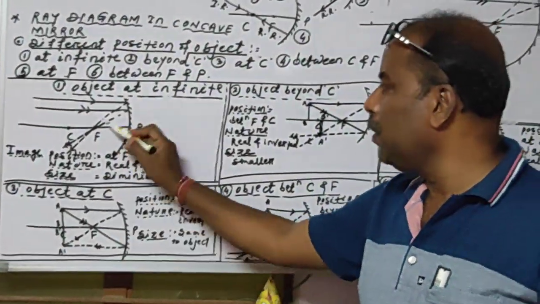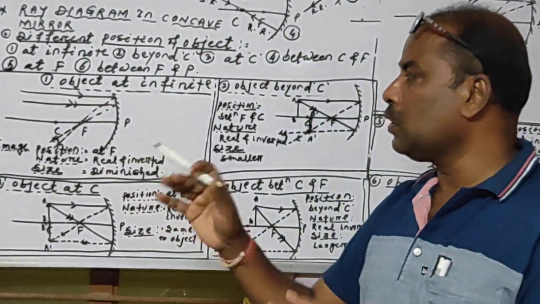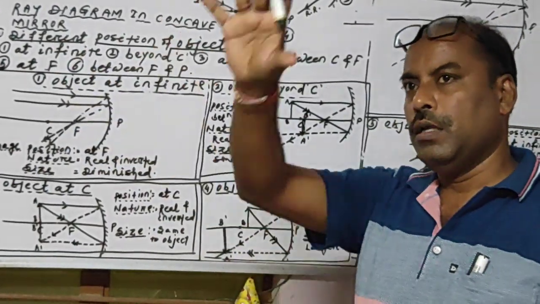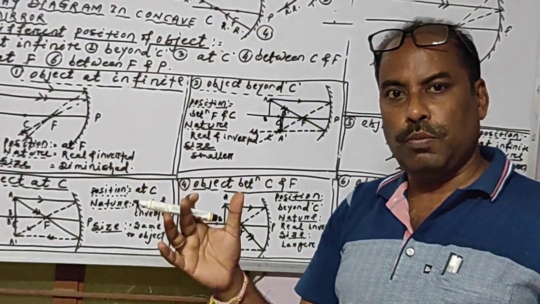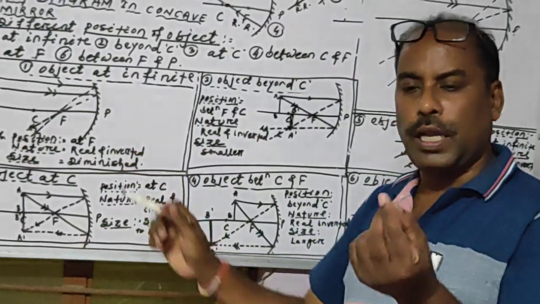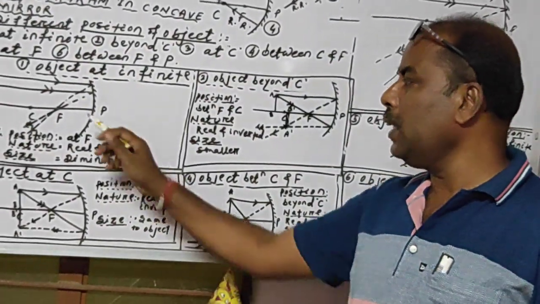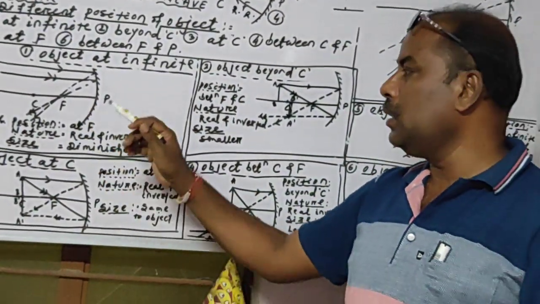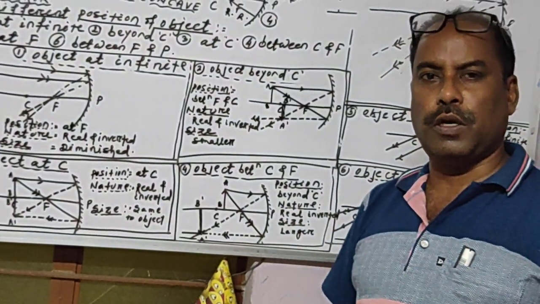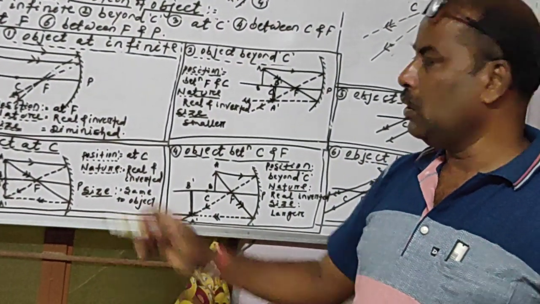Then the size will be what? As a point. Suppose I have taken the image of the sun. The sun is so big, but the image is like a small point. So compared to the sun, the image is called diminished, very small in size, diminished. So this is the first position.